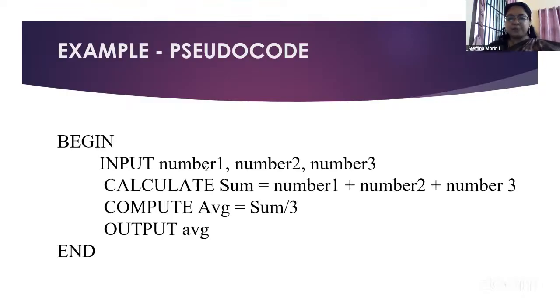So begin, input number 1, comma number 2, comma number 3. We are going to input three numbers and then calculate sum equal to number 1, number 2, number 3. Compute average equal to sum by 3, output average, end. This is your pseudocode, and write on pseudocode.